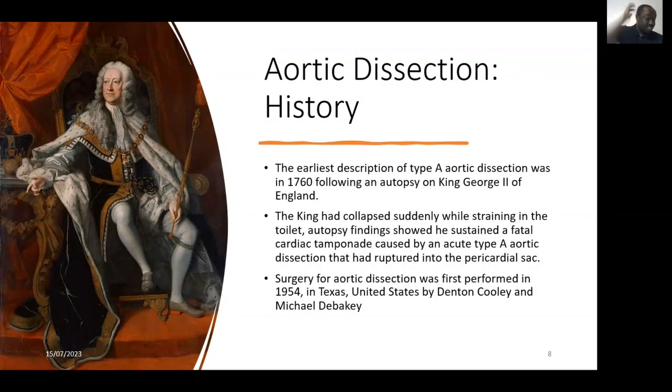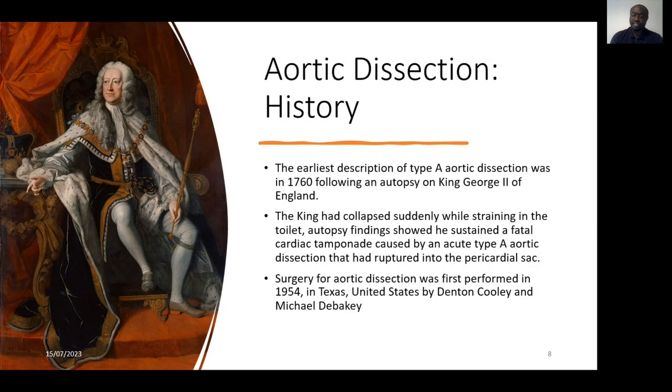Now, one of the earliest descriptions of someone who had an aortic dissection, surprisingly, was in England, King George II. He was said to be straining in the toilet, I don't know why, and he screamed and died. The doctor saw him and had an autopsy, and they found that he had a ruptured aorta and blood in his pericardium. So he had a tamponade from the bleeding into his pericardium. And that's when people started looking at what this was about and what could have caused it.